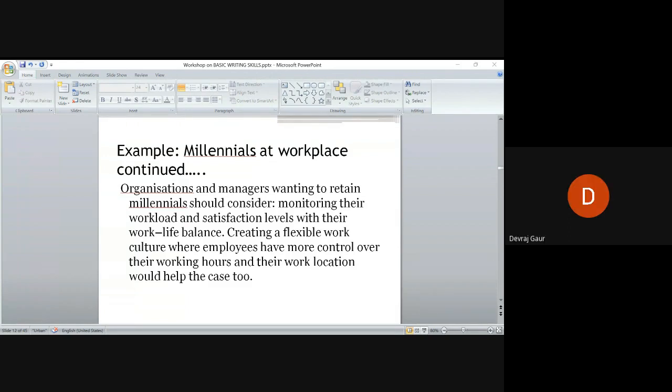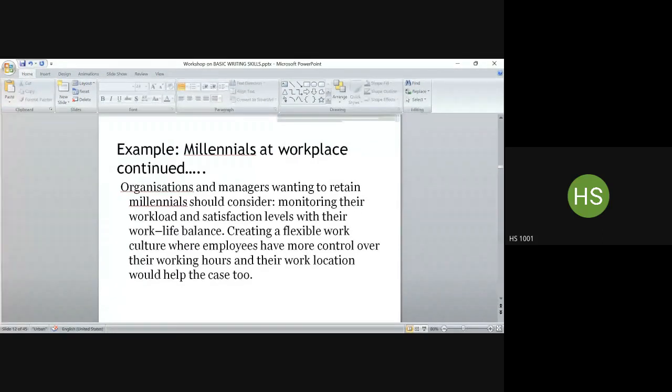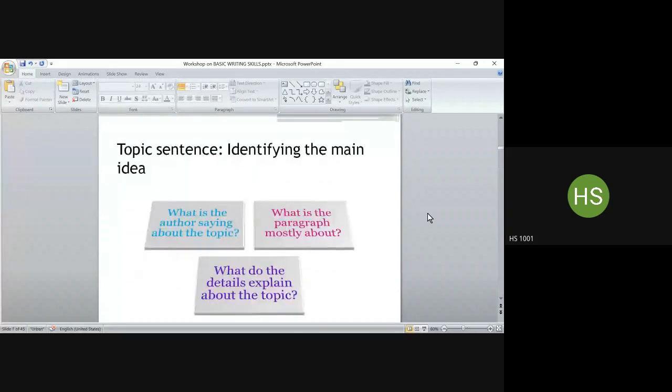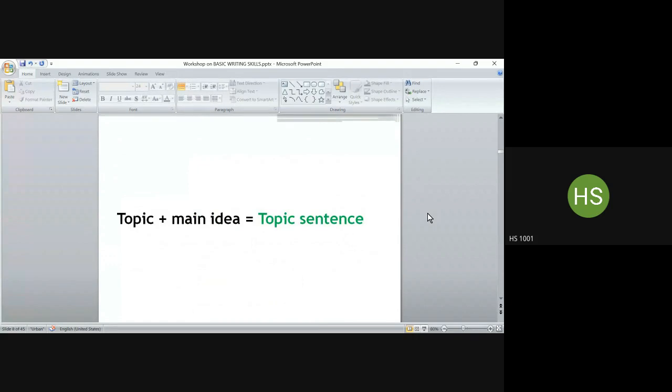Ma'am, can you please repeat the definition of the terms used in the beginning, topic sentence and... I did not use any definition. I've just talked to you about how you identify topic sentences or what a topic sentence means. A topic sentence is basically this: you need to have the topic and the main idea. Put both of them together and you have a topic sentence. It's a claim.